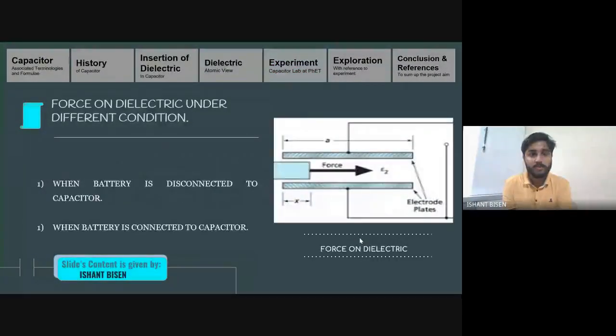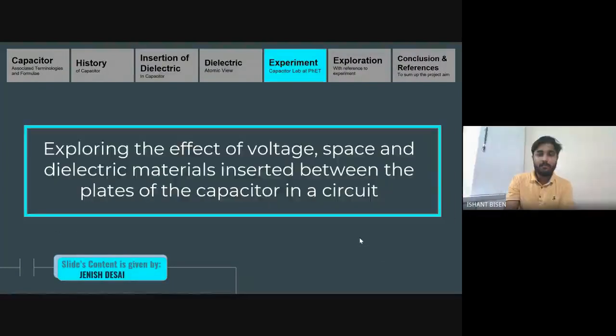We also looked at the different kinds of forces that we notice on inserting a dielectric material inside the capacitor. We also did simulation work on this, both when the battery is connected and when it is disconnected.